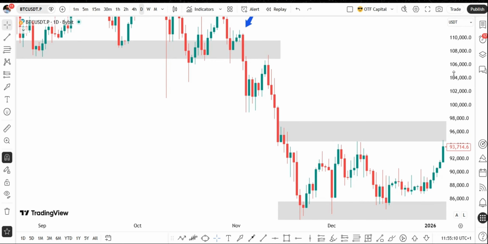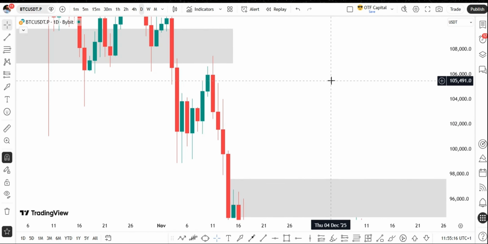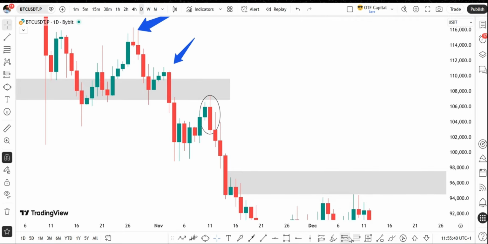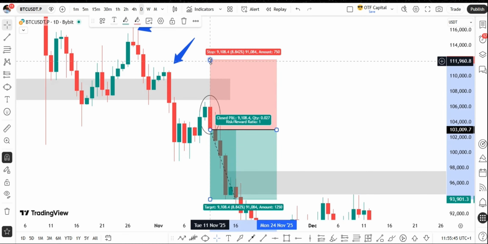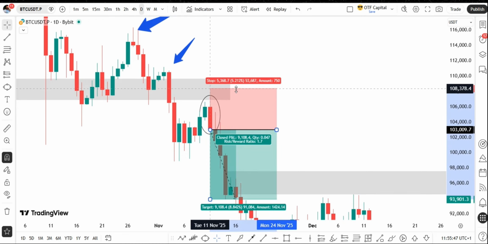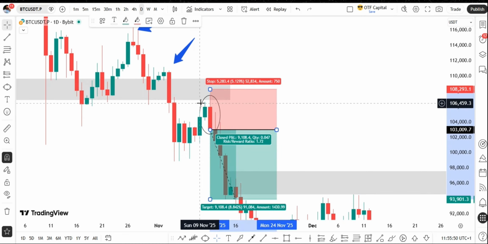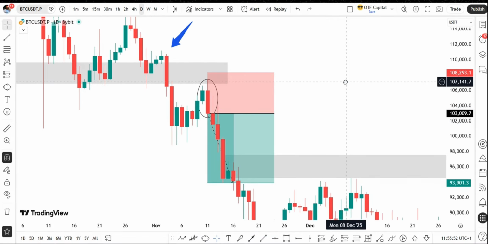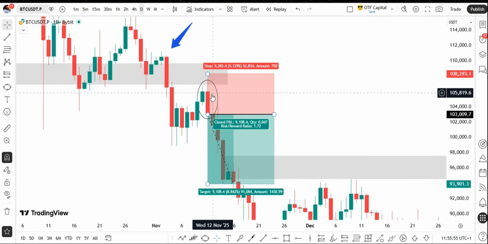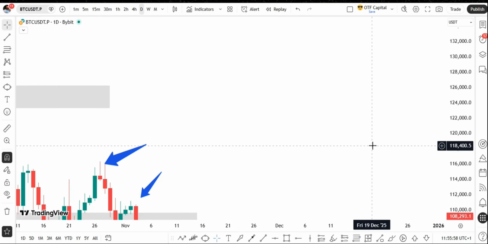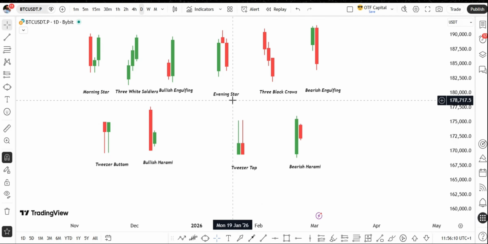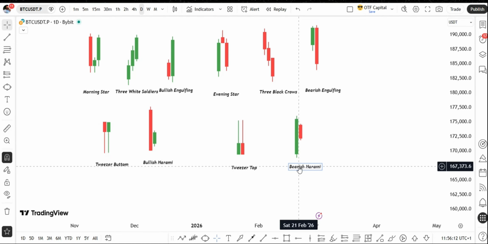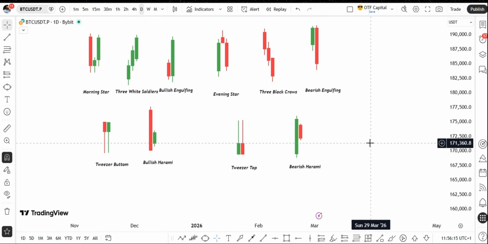Another form of entry is for you to wait for your candle pattern to form. In this case, we can also see a bearish engulfing pattern. This is a very beautiful price action. Of course, patience is required when you are in the market. If I don't want to enter directly on the retest, I can wait for my candle formation. I can wait for my bearish engulfing candle to form, or I can wait for an evening star, or the bearish Harami, or the Tweezer top.